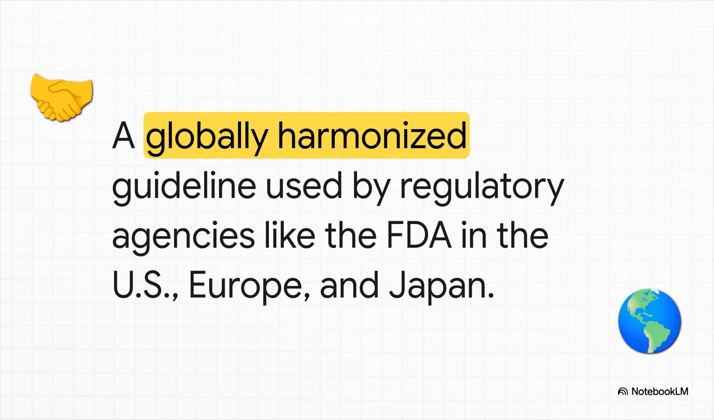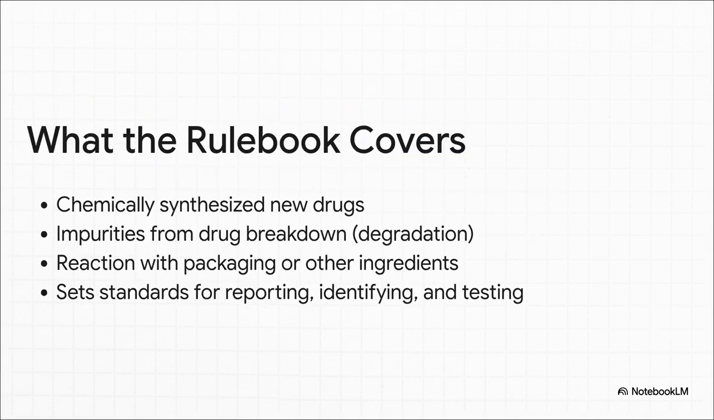It was developed by experts from Europe, Japan, and the United States, and it's used by agencies all over the world, including the FDA. This basically ensures that a drug approved in one part of the world meets the exact same core safety standards as one approved somewhere else. It's a team effort. Now, this rulebook is pretty specific. It covers new chemically synthesized drugs, so we're not talking about biologics or herbal remedies here. Its main job is to manage those degradation products we just talked about, setting really precise rules for when they have to be reported, when they need to be identified, and when they must be tested for safety.